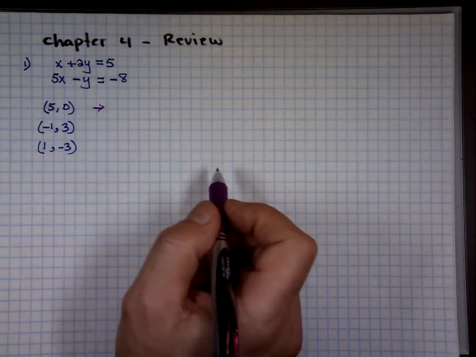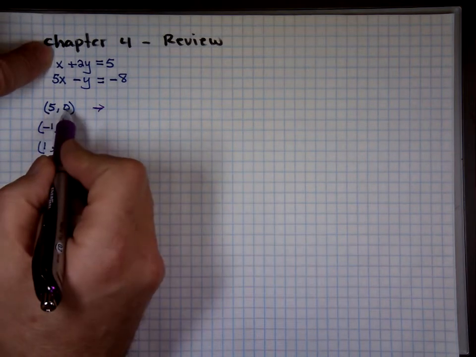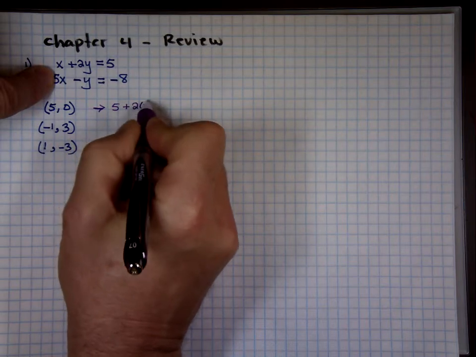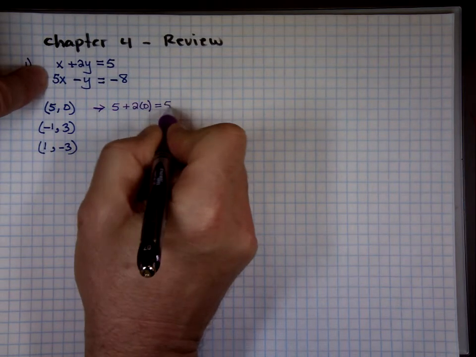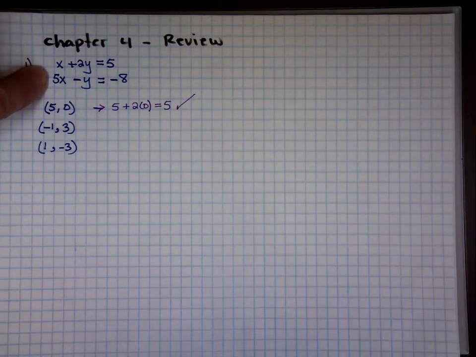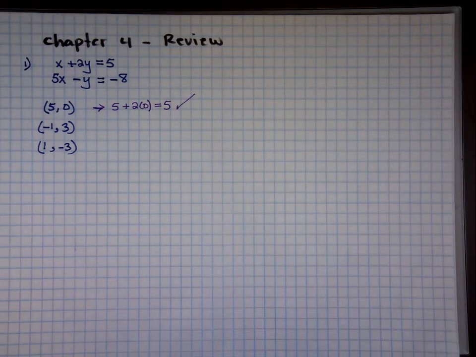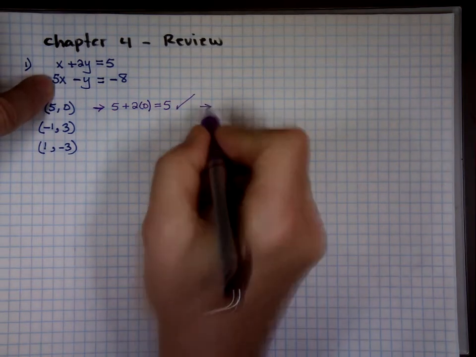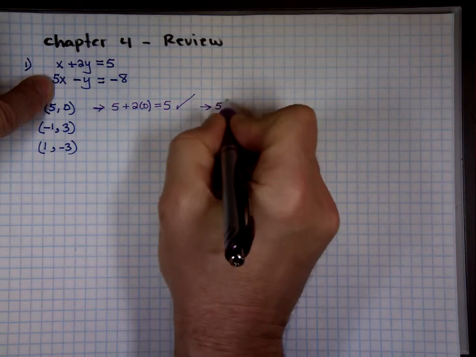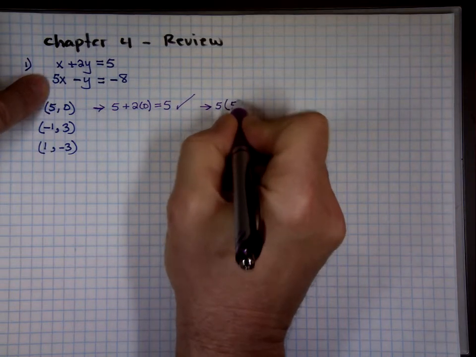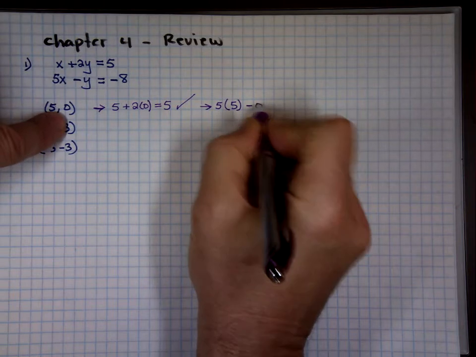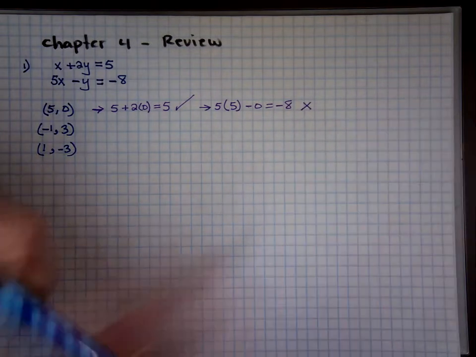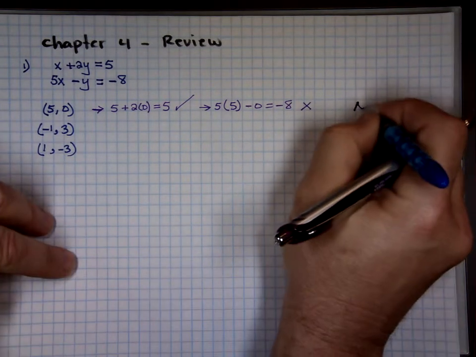So if I go to the top equation, I plug in the 5 for x and the 0 for y, I'll have 5 plus 2 times 0. Does that equal 5? Yes. It has to be yes to both of them. Let's try the second equation with this point: 5 times x, which is 5, minus y, which is 0. Is that negative 8? No. So is this point a solution? No.